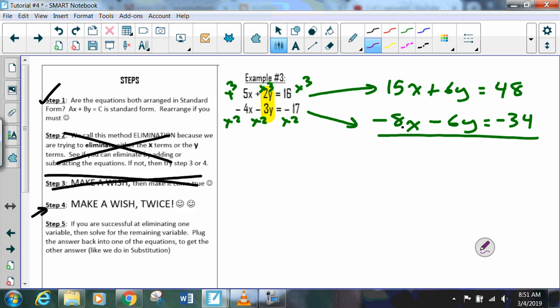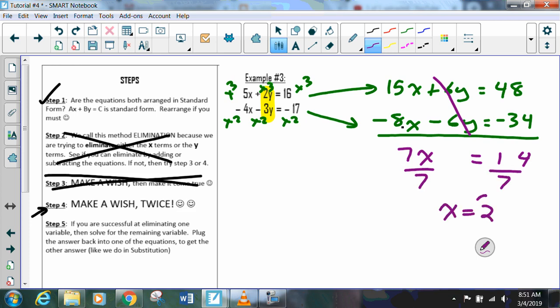We're just going to add 15x plus negative 8x, or 15x minus 8x is going to give me a 7x. My 6y and negative 6y cancel out. I don't write anything there. 48 minus 34, let's see, that gives me a 14, right? Divide both sides by 7, and I get x equals 2.